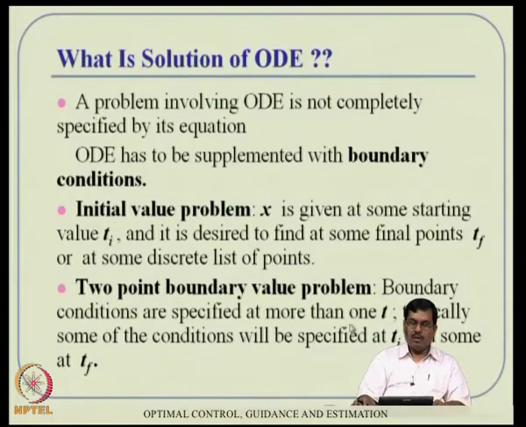That means it will require algorithms to solve 2-point boundary value problems, and optimal control theory relies on some of these things. In optimal control, you will invariably be required to solve 2-point boundary value problems. But this particular class will talk about initial value problems only. That means all the conditions are given at one point of time.